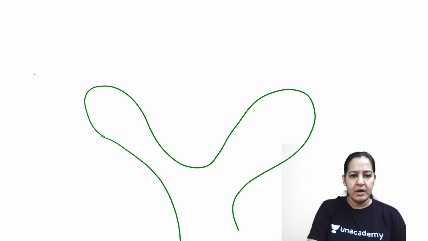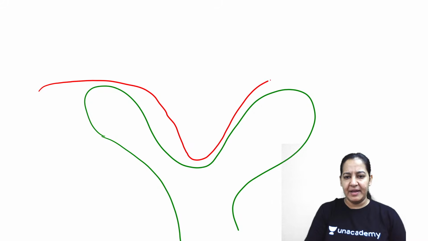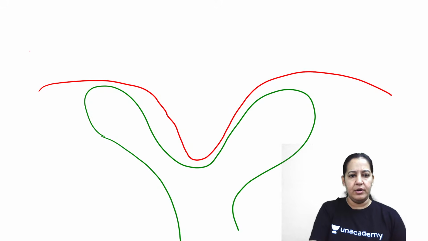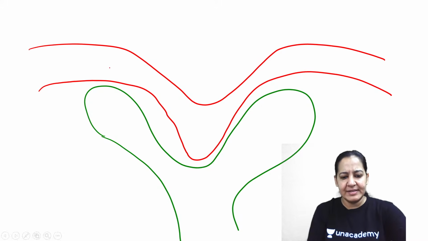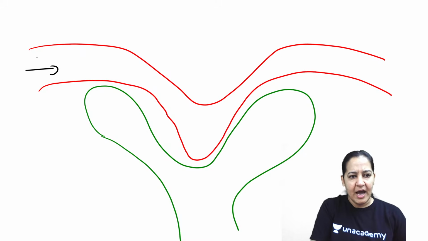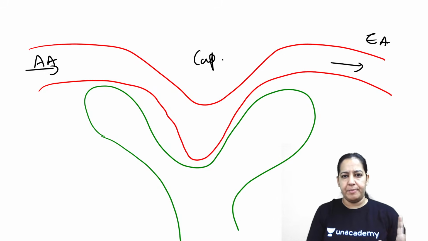Now let me draw the afferent arteriole. It is coming inside. This is the afferent arteriole coming inside and forming a tuft of capillary and leaving out as efferent arteriole. Right? You all can see, I'm saying this is afferent arteriole. I'm saying this is forming a capillary and leaving out as efferent arteriole. You got my point.